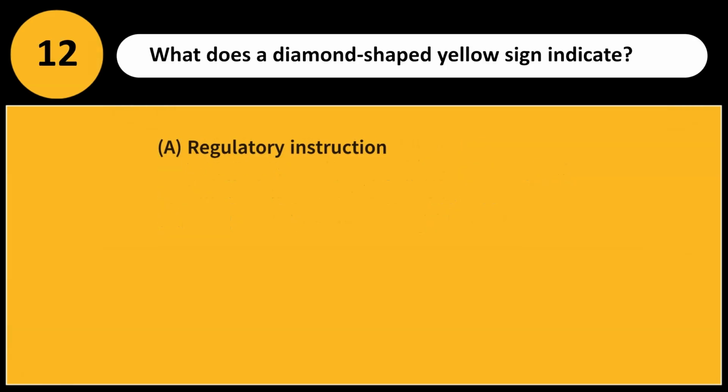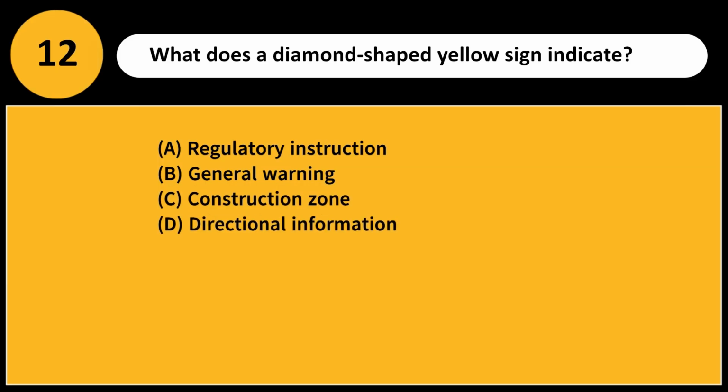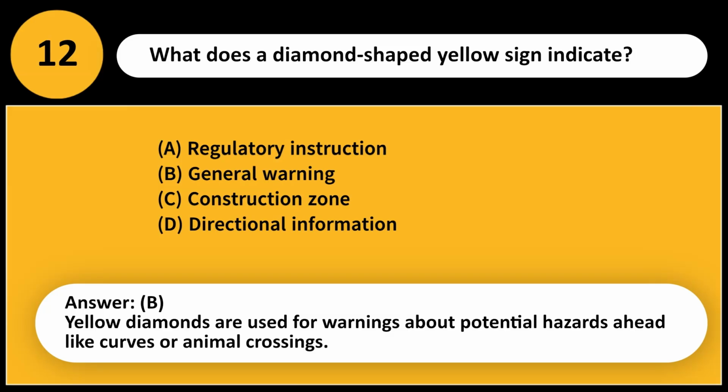What does a diamond-shaped yellow sign indicate? A. Regulatory instruction. B. General warning. C. Construction zone. D. Directional information. Answer: B. Yellow diamonds are used for warnings about potential hazards ahead like curves or animal crossings.